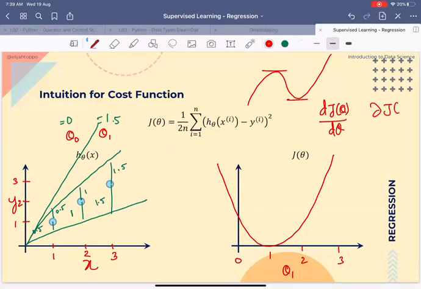Okay. And do you know what is the difference between this and this? Yeah. One is partial differentiation. The other term we will keep like that itself.